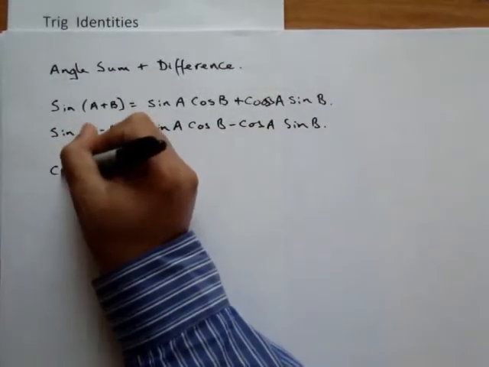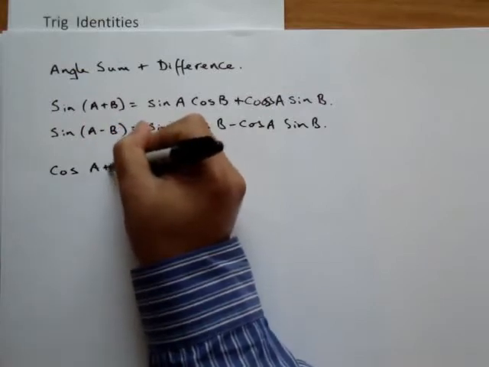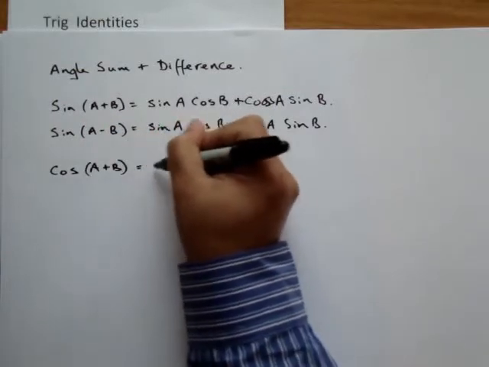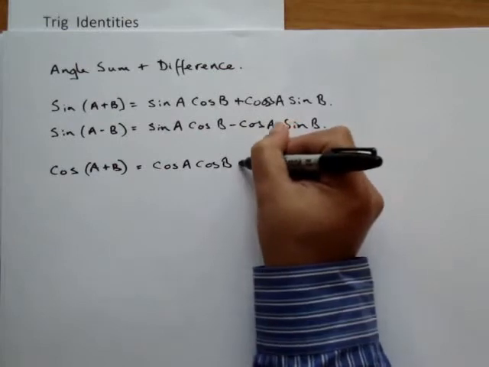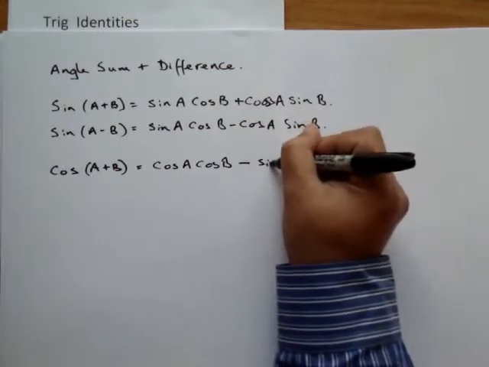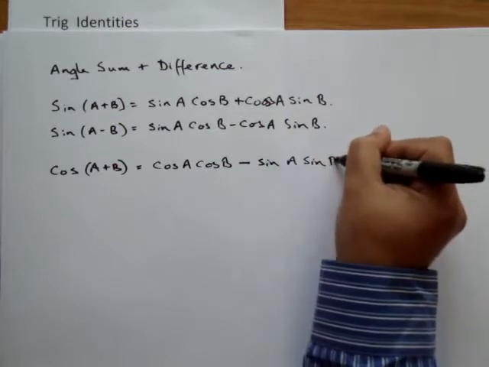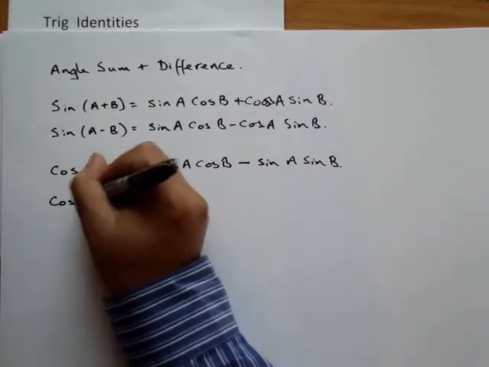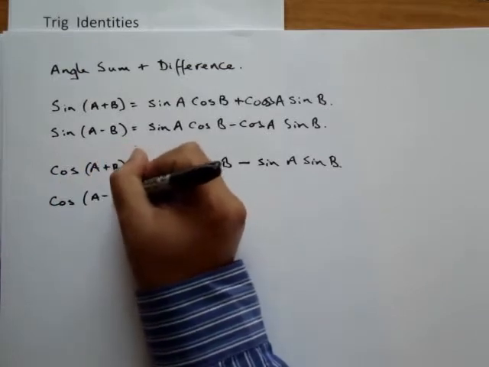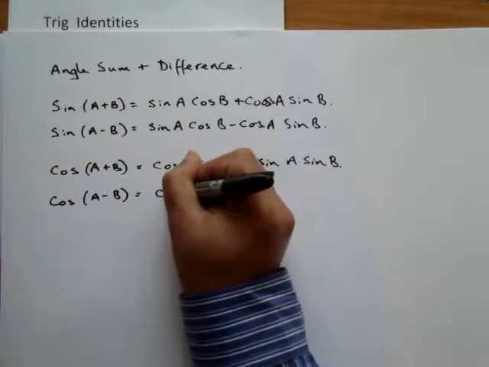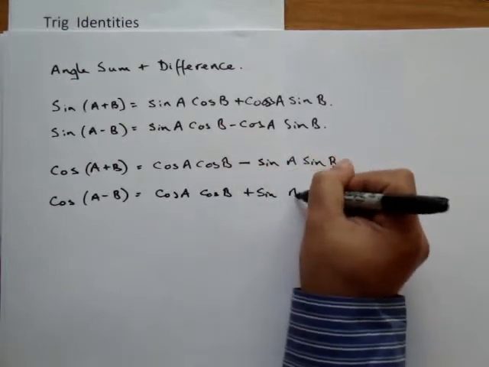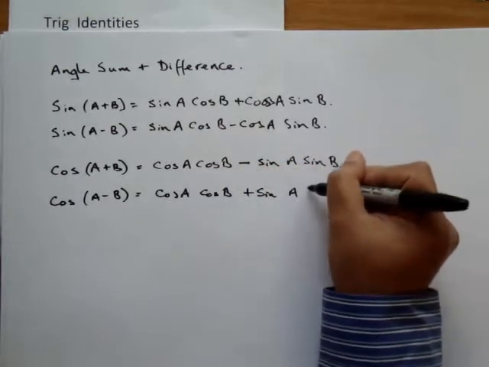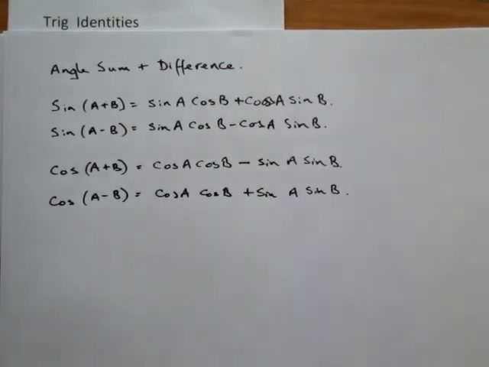For the cos, we have cos(A plus B) equals cos A cos B minus sin A sin B, and similarly when we get the difference of the two, we have cos A cos B plus sin A sin B. So those are the angle sum and difference identities.